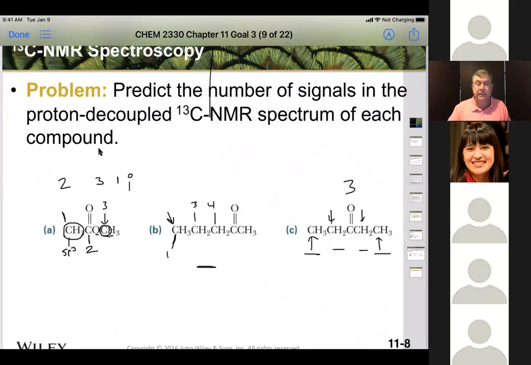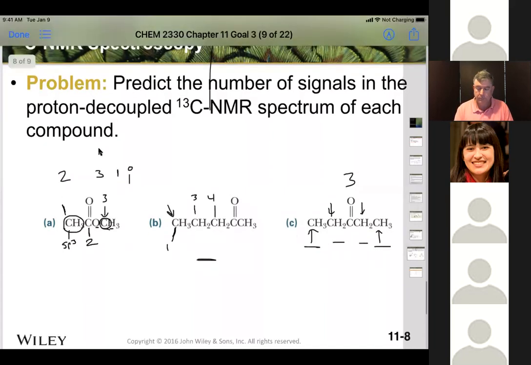I have a question too. Yes. For B, why is the hydrocarbon on the right side of the carbonyl higher or lower than the left one? Okay. Why is this one different than this one? Yeah, it's attached to the carbonyl, which shifts it up some. Not too much, because it's still going to be in this range of 0 to 50, but this one's just a little bit higher.